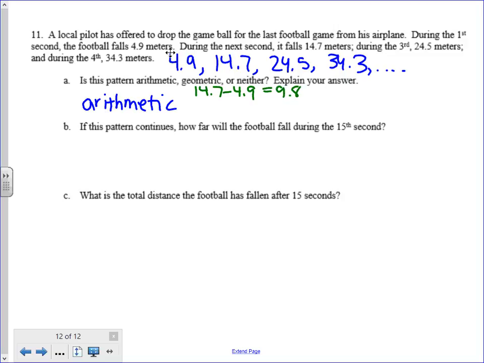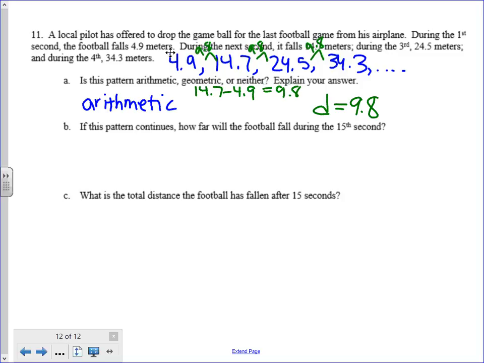So I need to check to make sure that that's actually the same common difference I'm using every time. 4.9 plus 9.8 is 14.7. When I take 14.7 plus 9.8, I get 24.5. If I take 24.5 plus 9.8, I get 34.3. So it seems that this is an arithmetic pattern with a common difference of 9.8. If this pattern continues, how far will the football fall during the 15th second since it's been dropped?